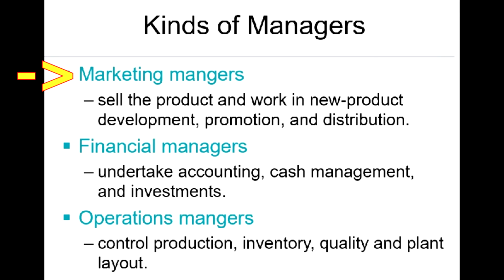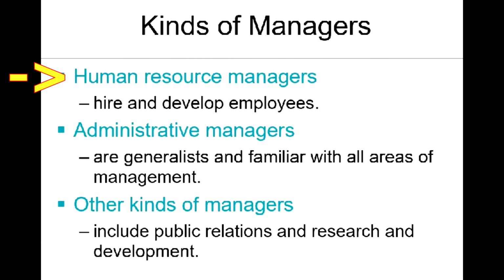Marketing managers sell the product and work in new product development, promotion, and distribution. Financial managers undertake accounting, cash management, and investments. Operations managers control production, inventory, quality, and plant layout. Human resource managers hire and develop employees. Administrative managers are generalists and familiar with all areas of management. Other kinds of managers include public relations and research and development.